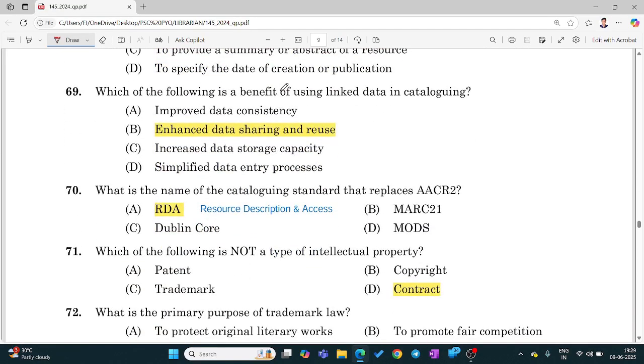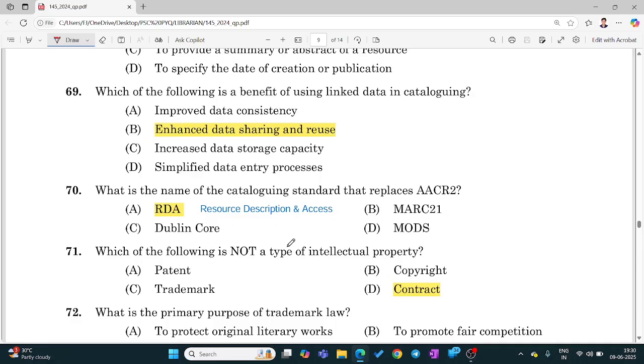Which of the following is a benefit of using linked data in cataloging? Enhanced data sharing and reuse. What is the name of the cataloging standard that replaces AACR2? RDA, Resource Description and Access.